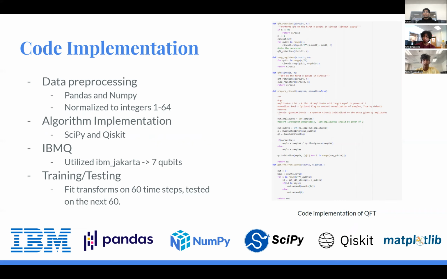In the image to the right, we can see how we initialized our quantum circuit using Qiskit and ran our model. In order to run our quantum circuit, we used IBM Q, specifically their IBM Jakarta computer, which had 7 qubits. And in order to train and test our model, we first fit the transform on the first 60 time steps and tested how well it fit on the next 60.